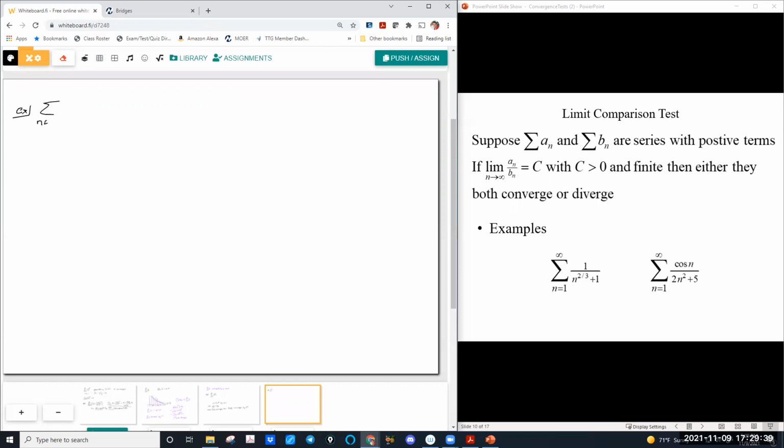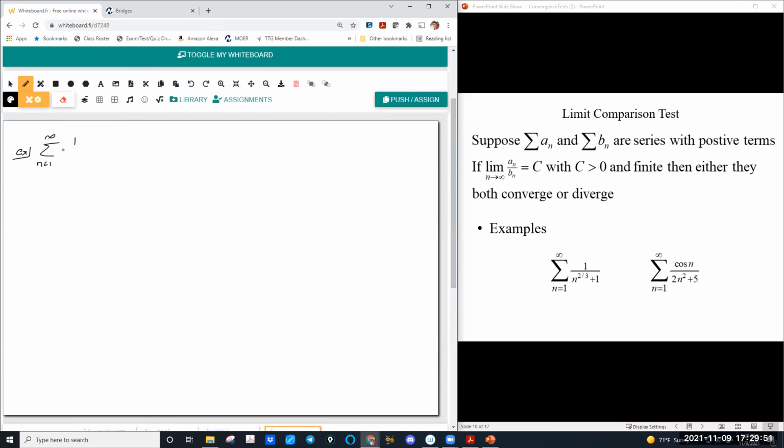So we've got this series, the sum from n equals 1 to infinity of 1 over n to the 2/3 plus 1. Anything that resembles a p-series but isn't a p-series because of the plus 1, anytime you've got a polynomial over polynomial or n to some powers over n to some powers, one of the good possibilities is a comparison test.